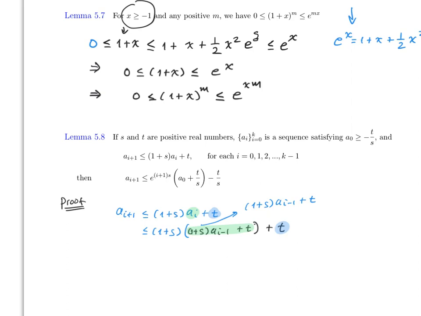Now, if you distribute this, we'll end up with this is equal to (1 + s)² times a_{i-1} plus t times (1 + s). Okay? Where the last part, you just factor the t out, you end up with 1, and then the t is multiplying this part, so that's how we get this.